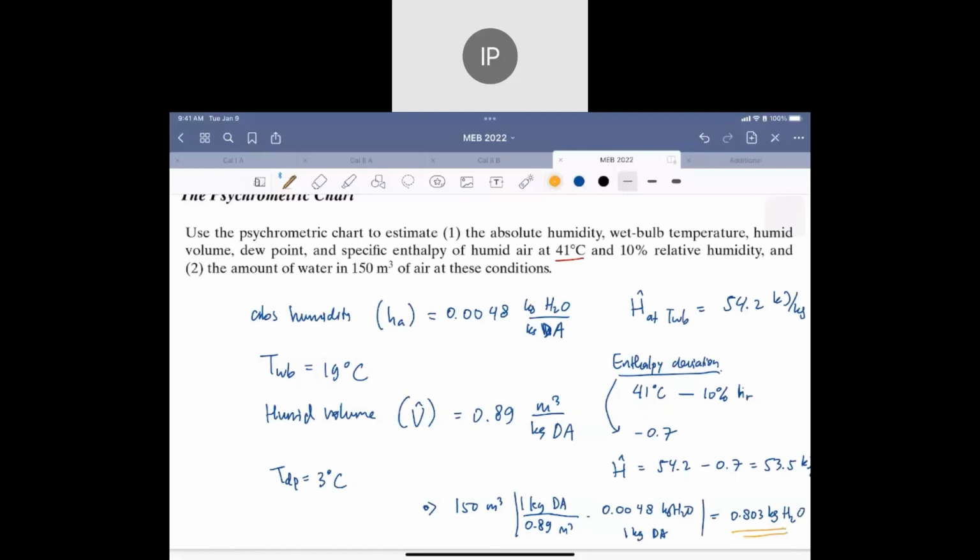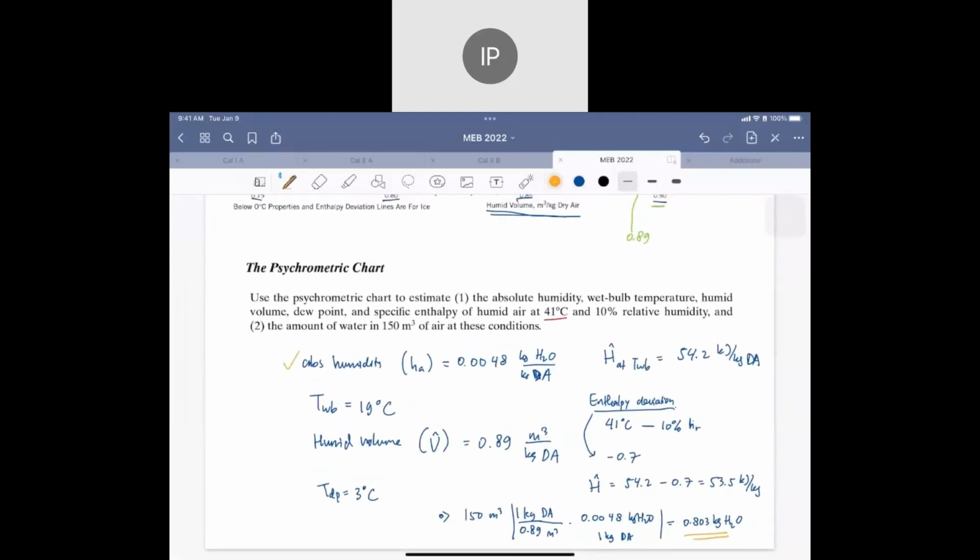Okay. So I hope to get the absolute humidity, temperature of wet bulb, humid volume, the dew point, and the enthalpy. This depends on the chart. And also in the chart, we have some deviations that might happen, that we need to use to get the final results of our enthalpy. Okay, I think I will just end here. We will go through this psychrometric chart for another example next Monday.